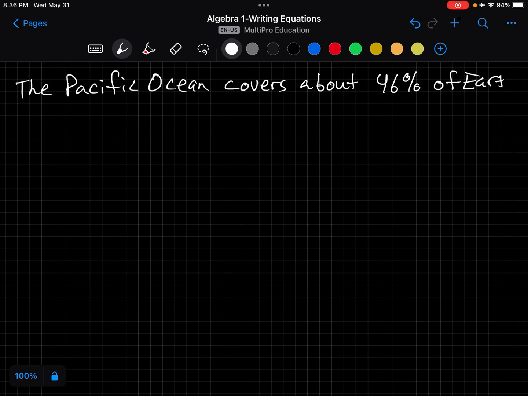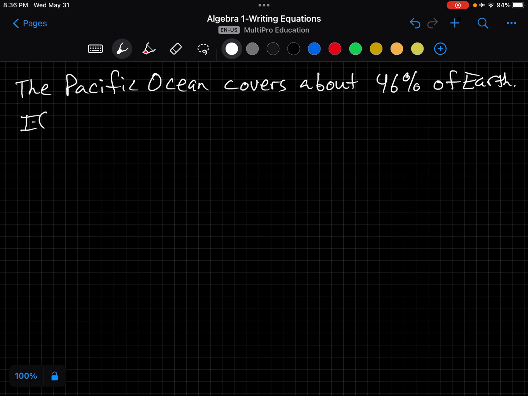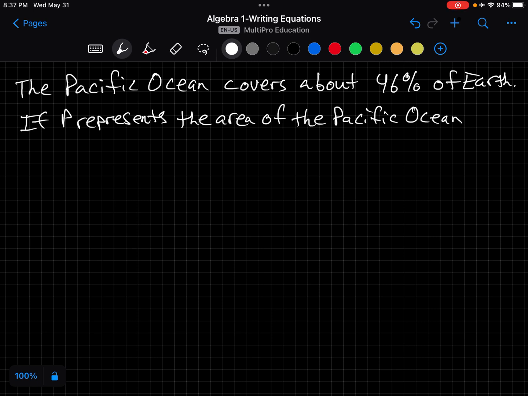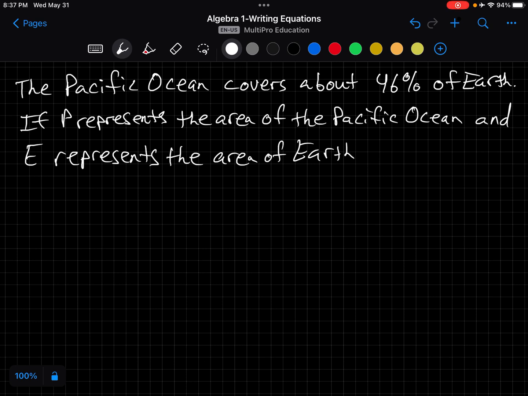Alright, so the Pacific Ocean covers 40% of Earth. Okay? And let's say P represents the area of the Pacific Ocean, and E represents the area of the Earth, we want to write an equation for this situation.